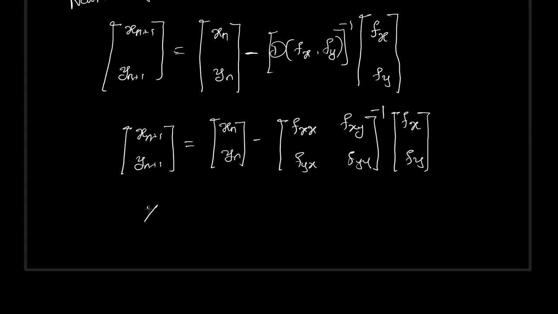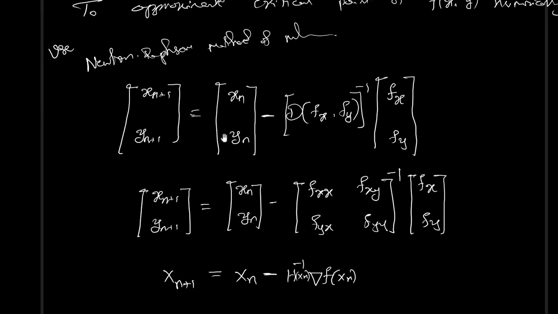In terms of notation, we can write it like this. x n plus 1 represents this entire column vector, which equals xn minus this Hessian matrix inverse multiplied with, and this we can treat as the gradient of the function. This gradient is evaluated at xn only, and this Hessian matrix is also evaluated at xn.